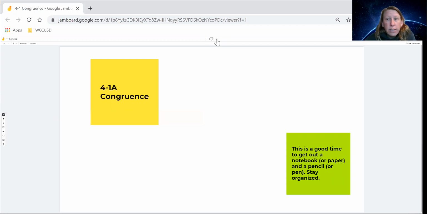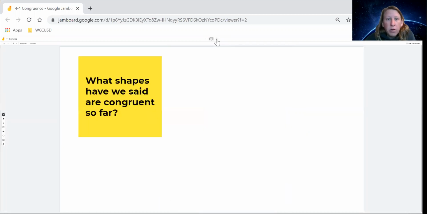So the first section in topic 4 is congruence. What do we remember about congruence? What shapes have we said are congruent so far? Well, we have had a bunch of shapes. Points. Points is the most basic shape. Are points congruent? No. Points are not congruent because they don't have a size. They're infinitely small. So one of the shapes we talked about early on was a line segment.